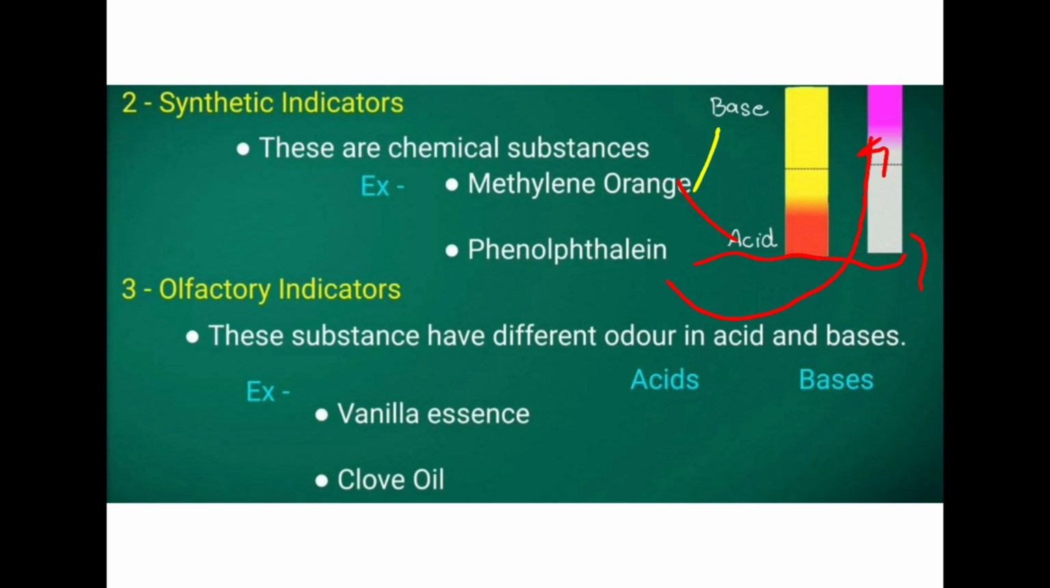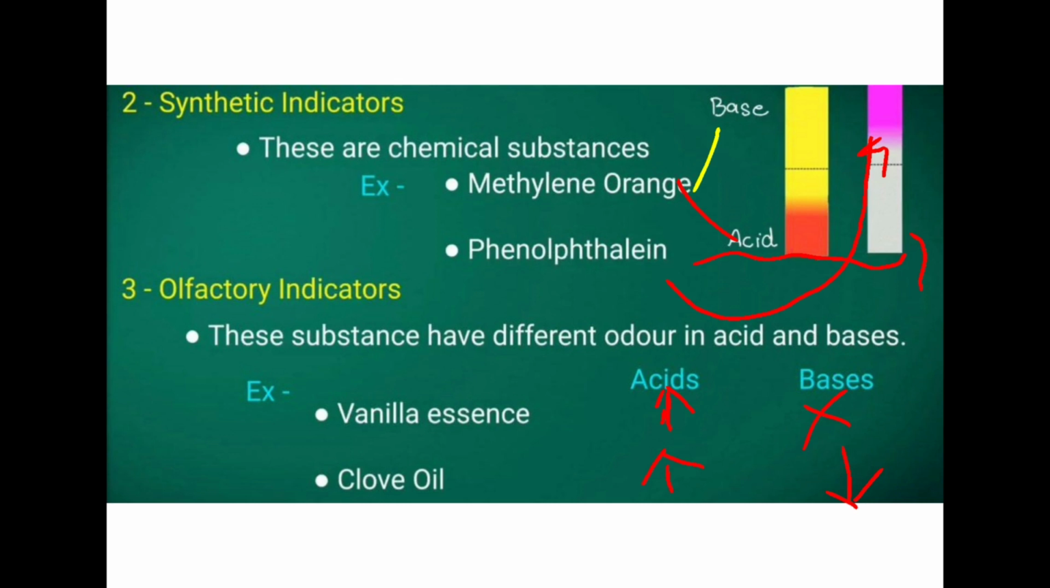Take vanilla essence. What does vanilla essence do? It will increase the smell in acid, and there is no change in the smell in base. Then the next one is clove oil. Clove oil similarly will increase the smell in acid media, but the smell will decrease in base media. So this is about olfactory indicators.